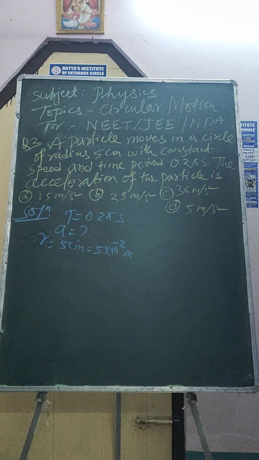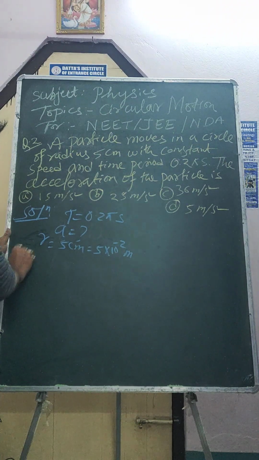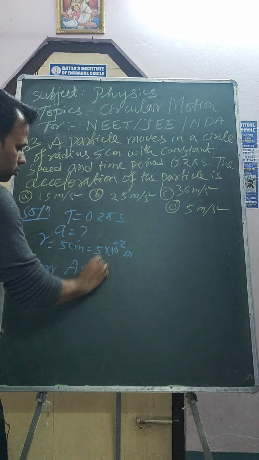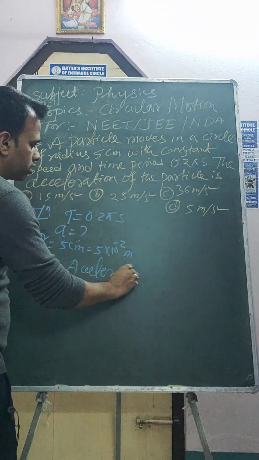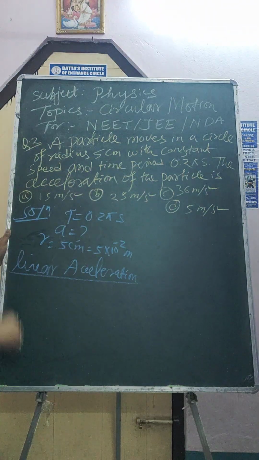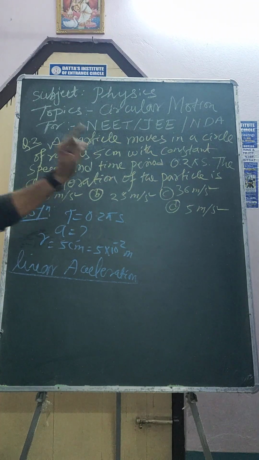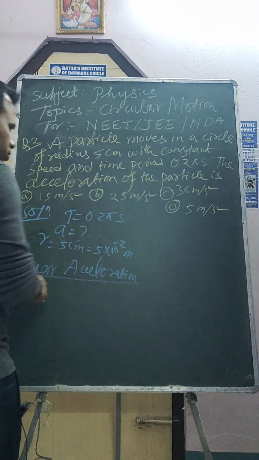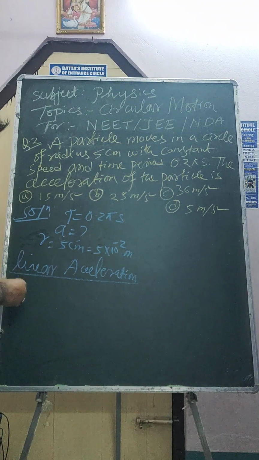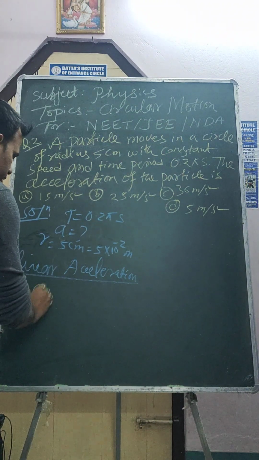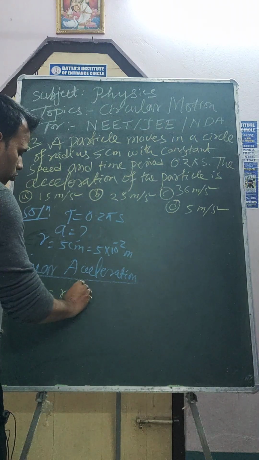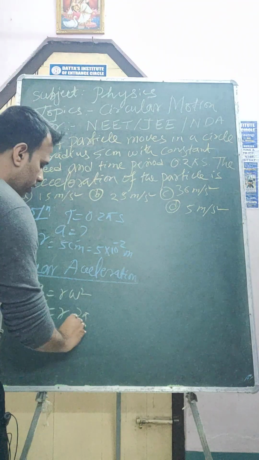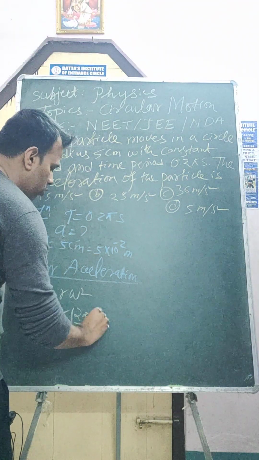Now the acceleration. Here it means linear acceleration, because meter per second square is the unit of linear acceleration. So linear acceleration a is equal to r omega square, where omega is equal to 2 pi by T. We can write a equal to r into (2 pi by T) whole square.